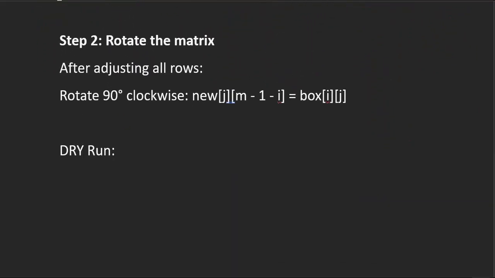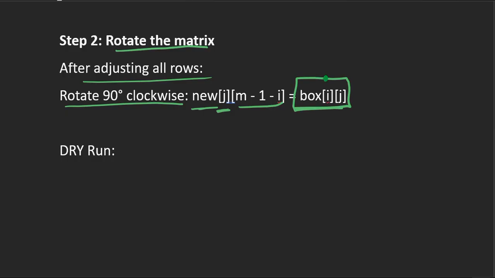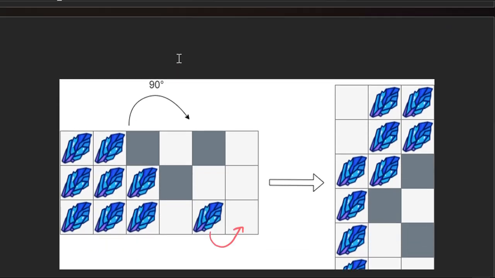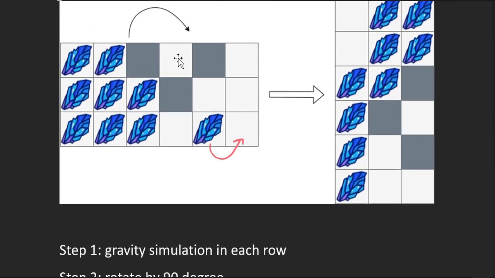we simulate gravity for each row. And once we do the simulation, then we rotate the matrix, right? So after adjusting all the rows, we rotate the matrix by 90 degrees in clockwise direction. That means new matrix of j comma a minus 1 minus i is equal to box of i comma j, right? So whatever value is stored in box of i comma j, that will be stored in this index in the new matrix. So let's see the dry run. So we have taken this example.